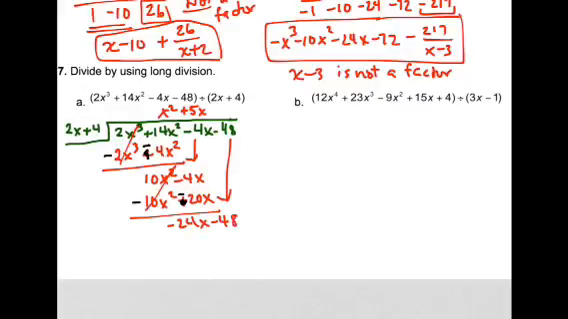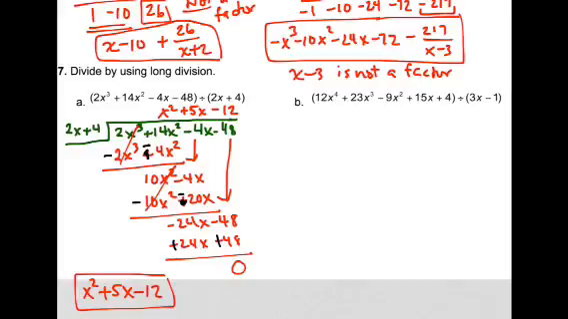And then what do you have to multiply the 2x by to get negative 24x? That would be negative 12. And you multiply, negative 24x minus 48. When you subtract, which means adding the opposite, this is plus and this is plus, you get remainder 0. So the answer is x squared, the quotient, and that's it. There's no remainder. So 2x plus 4 is a factor of the cubic.